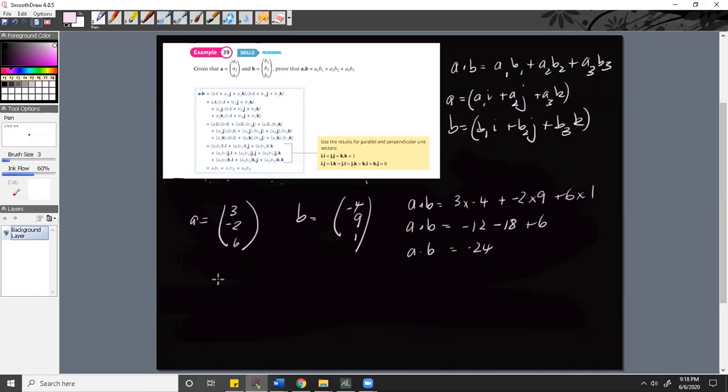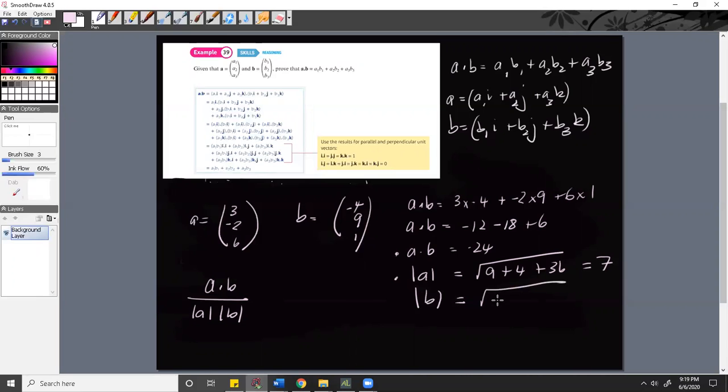Okay? Now you also know that A dot B over the modulus of A times the modulus of B, or the magnitude. So you've got A dot B, so now you want the modulus of A, or the magnitude of A, which is going to be the square root of 9 plus 4 plus 36, which is 7. And the magnitude of B is going to be the square root of 16 plus 81 plus 1. So that's 97, 98. So that's the square root of 98, which I think is 7 root 2 actually. 49 times 2, yep, 7 root 2.